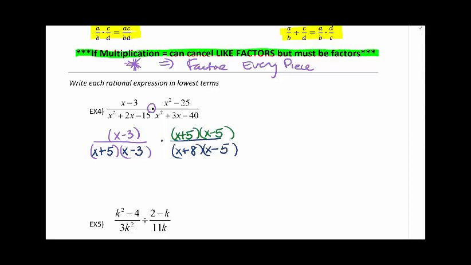So now I'm going to cancel any like factors, and I want you to realize now that it's multiplication, everything needs to be factored first. I can cancel any like factors where I have 1 in the numerator and 1 in the denominator. A lot of people make the mistake and think they have to be like a cross. They don't. They can be anything numerator and denominator. So this x minus 3 cancels with this x minus 3. This x plus 5 cancels with this x plus 5. This x minus 5 cancels with this x minus 5.